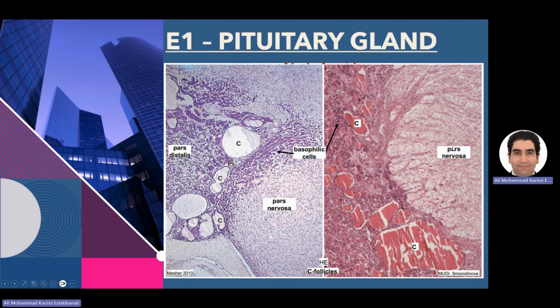And just so you guys don't get confused, we do have some colloid follicles in the pars intermedia, which are pretty similar to the ones we can find in the thyroid, but they are not doing anything. They're basically an embryonic remnant for that area.